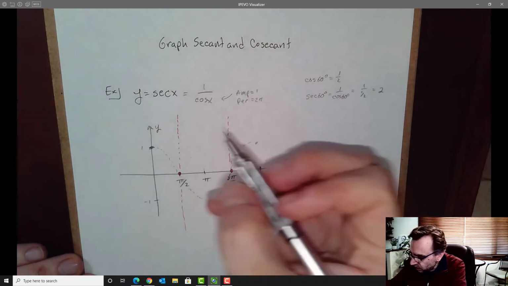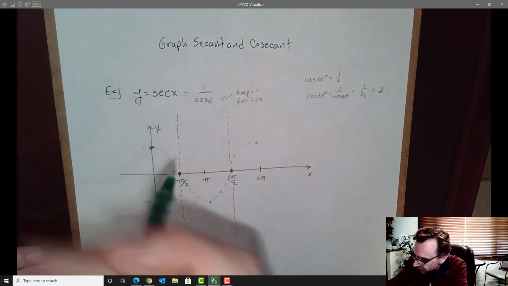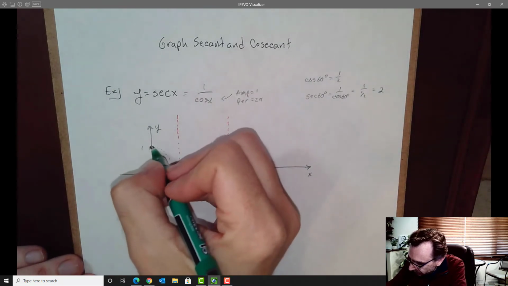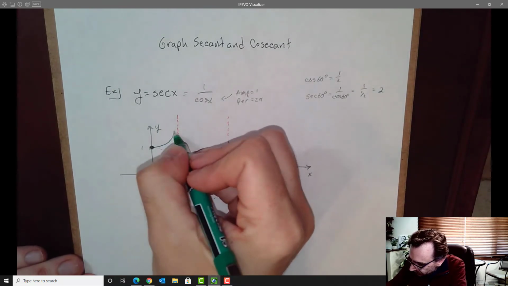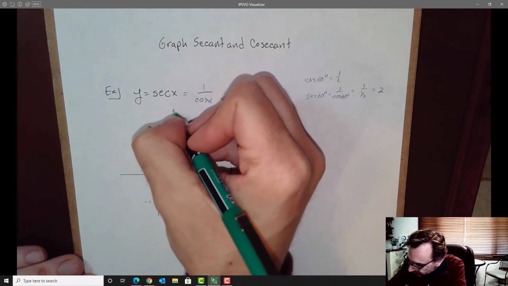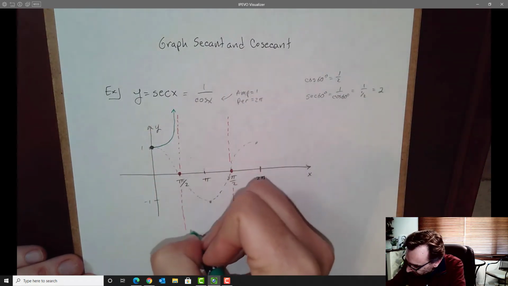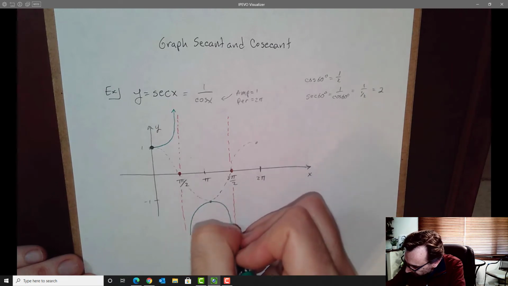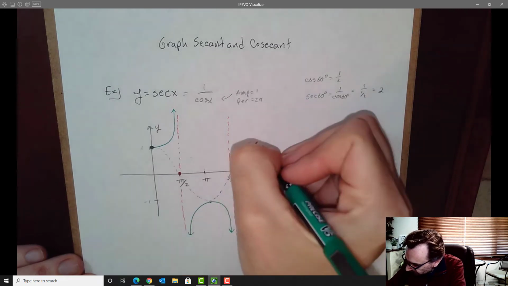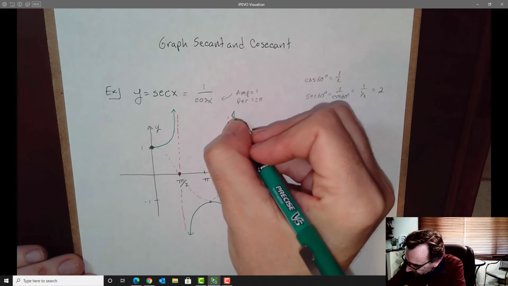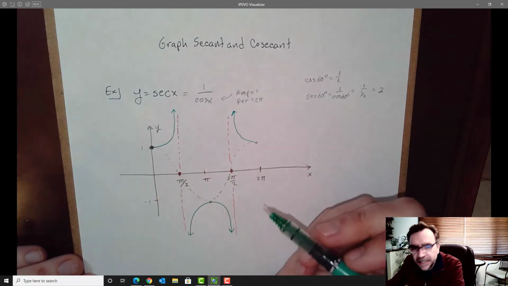Now the reciprocal of 1 is just 1, so they're going to share these points right here. And then that reciprocal relationship gets bigger, and then it has to be asymptotic to the vertical asymptotes. And so that's going to happen on the negative side as well. And then over here. So what I have here is 1 period for secant.